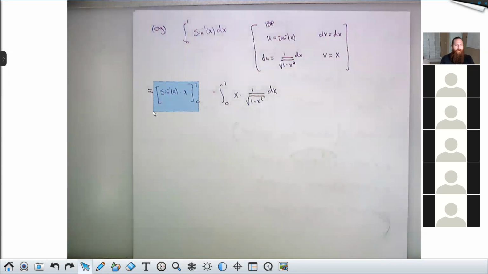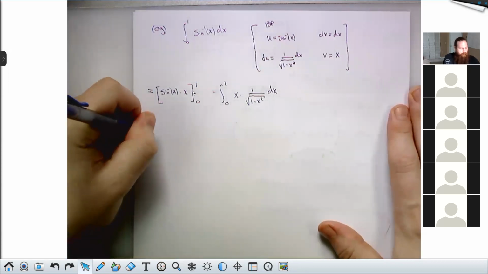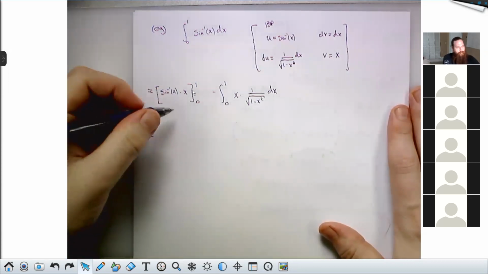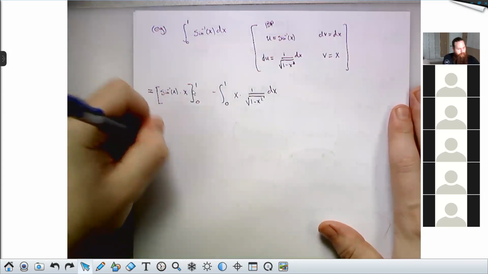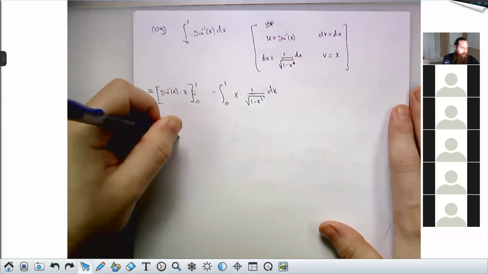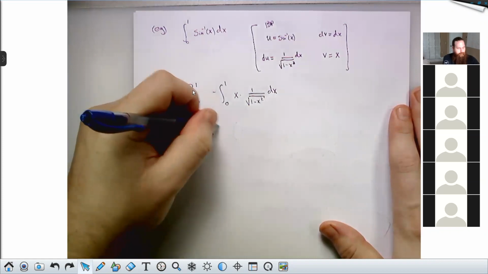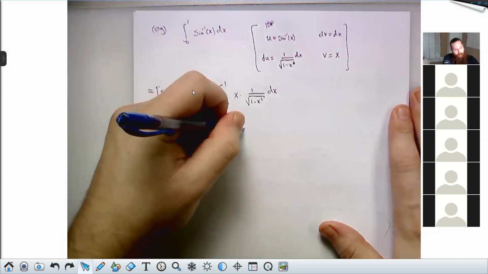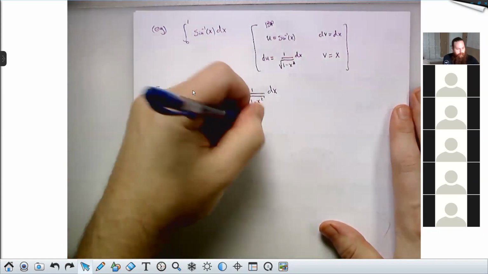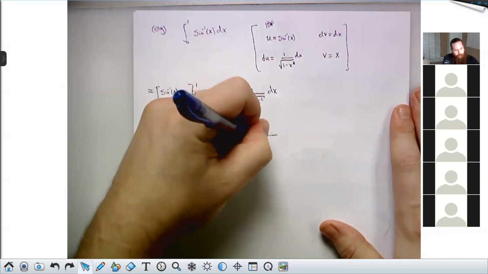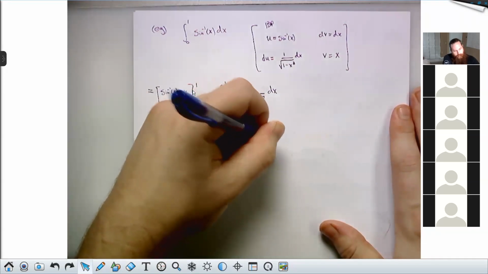And here we're going to need to know some facts about the inverse sine function in order to do the evaluation. You should always do the evaluation right away. Don't wait. So this will be the sine inverse of 1 times 1 minus the sine inverse of 0 times 0. And here, this I can rewrite as the integral from 0 to 1 of x over the square root of 1 minus x squared.